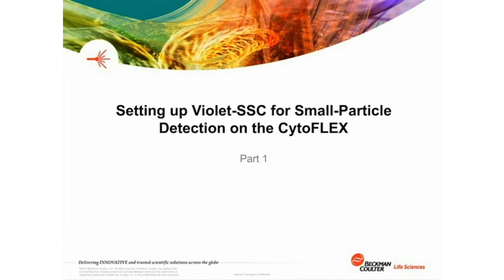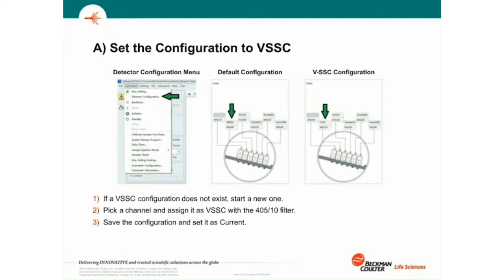Next, I'll discuss how to set up violet side scatter detection. The first step on the CytoFLEX involves setting up the detector configuration. The detector configuration can be found in the Cytometer tab, wherein you'll find a series of fluorophore options and filter options, and you can assign them to the different channels. The default option on the CytoFLEX is that every channel is assigned fluorescence. However, you have to pick one and assign it as the violet side scatter with a 405 filter. Once you're done with this, you save the configuration and set it as current.